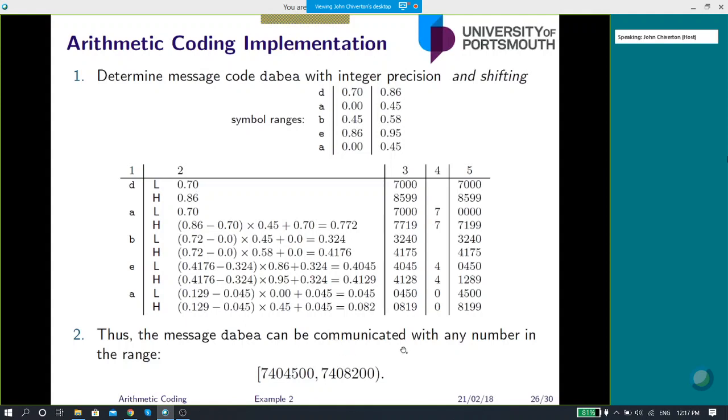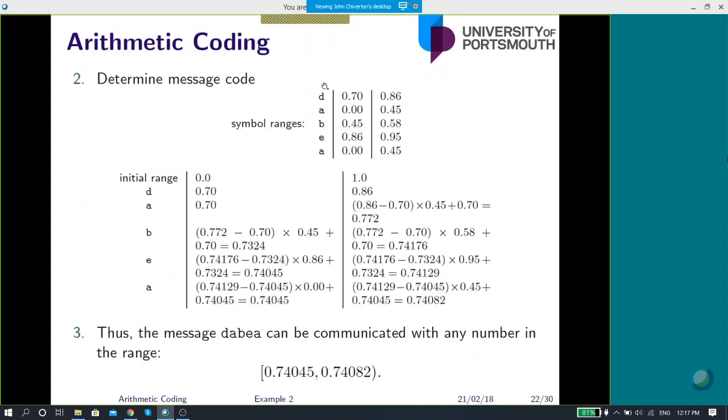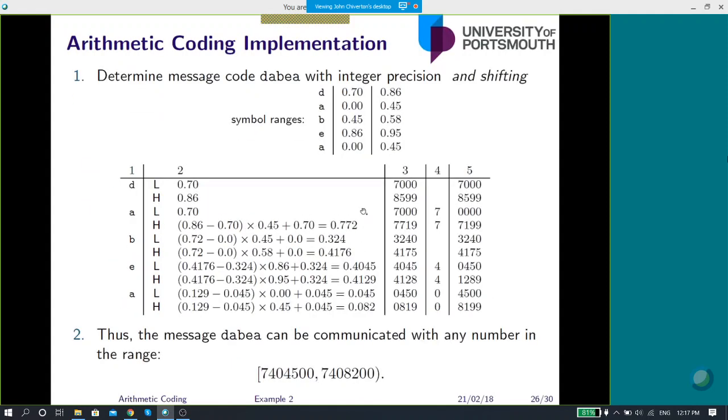Here's a more lengthy example where it becomes a little more obvious how the data gets transmitted. We've got the symbol ranges for the symbols D, A, B, E, and A. I think this builds on the one we had earlier. Yes, it's the same one as in this example here. We haven't actually gone through this, but this is done basically on the floating point numbers. If we look forwards, we would get the same floating point numbers.